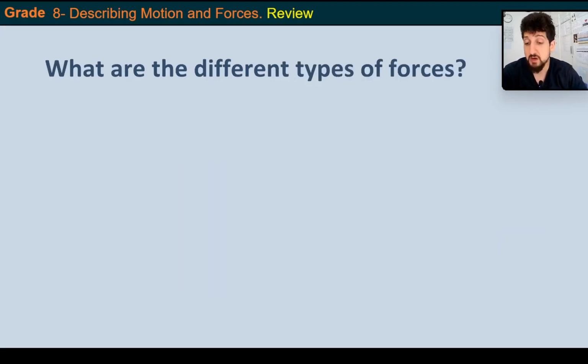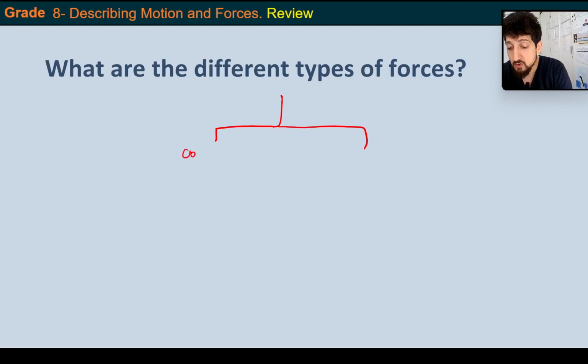Let's go to the next one. What are the different types of forces? Well, it turns out we do have different types of forces, right? So what are they? Well, we've got two. Let's do a bit of a mind map. We've got contact and non-contact forces.